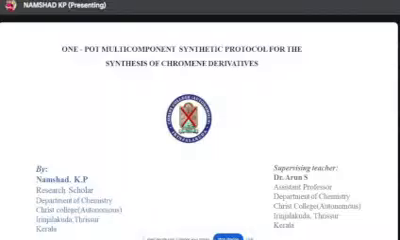Good afternoon. It's my great privilege to present my research work entitled One Pot Multi-Component Synthesis Protocol for the Synthesis of Chromium Derivatives. I am Nimshad Girdi, a research scholar from the Department of Chemistry, Christ College, Irinjalakuda. This work has been carried out under the valuable guidance of Dr. Arunas, Assistant Professor of the same college.